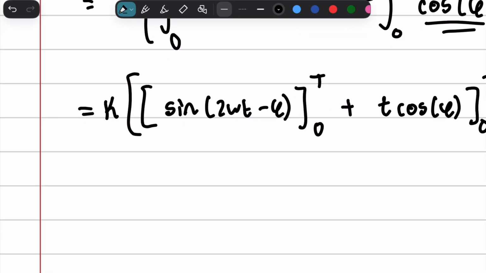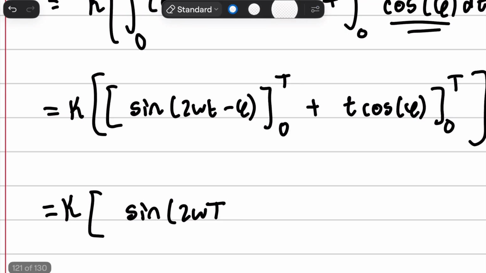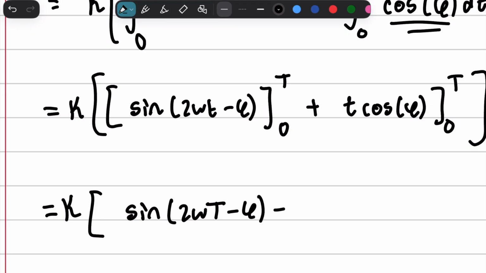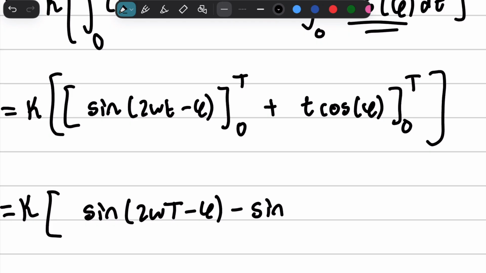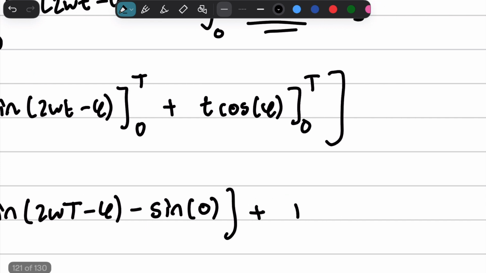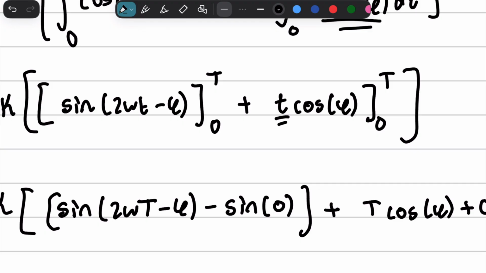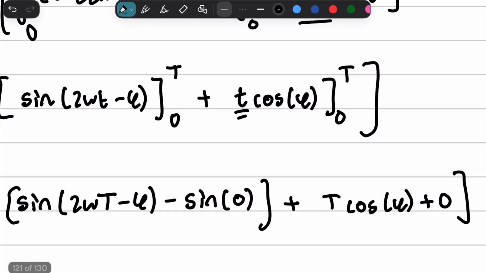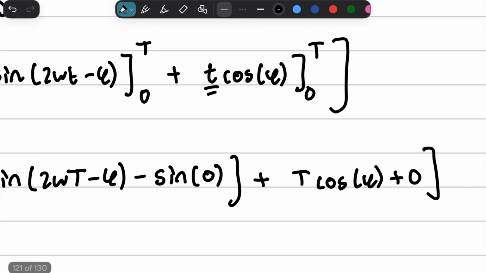And now we can go ahead and subtract. So we have sine 2 omega t minus phi minus sine 0, essentially, plus T cosine phi plus 0, because we have this T, and that's where the big T, the big period, goes, and we put our 0 right there.